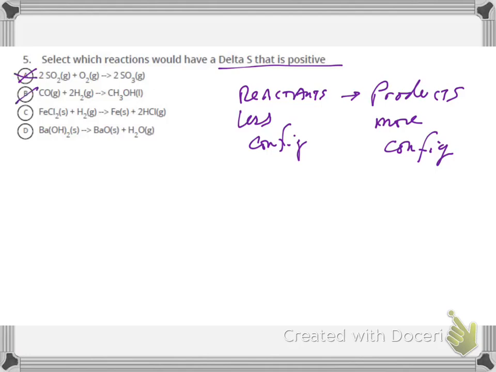B, we can't have 3 gas particles make a liquid. That delta S is also negative. Less configurations in the products. That's not what we want. We want greater configurations in the products. That is true in C, where we have 1 gas particle making 2. That definitely has a delta S that's positive. And 1 solid particle going to 1 solid particle plus a gas particle. That is true. So the answers here would be C and D.